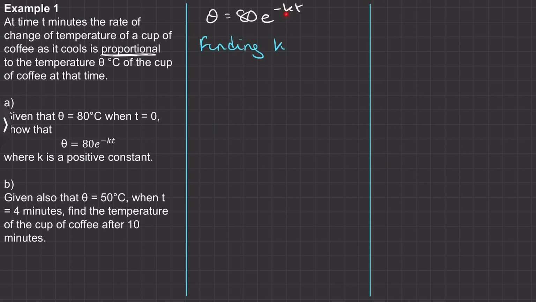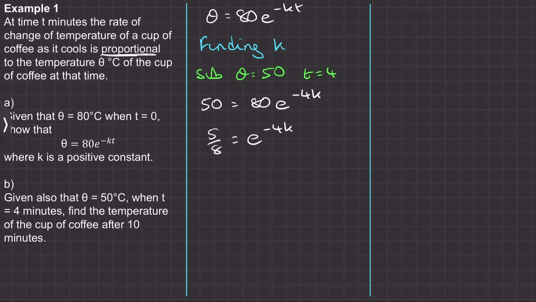And remember that k is a constant of proportionality. So we'll substitute in that theta is equal to 50 when t is equal to 4. So we have that 50 is equal to 80 e to the minus 4k. We'll divide both sides by 80 and simplify. So 5 over 8 is equal to e to the minus 4k. Now we'll take the natural log of both sides.